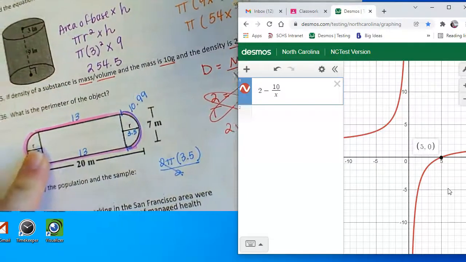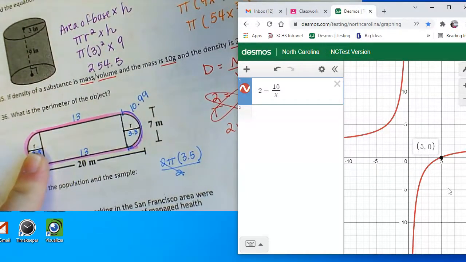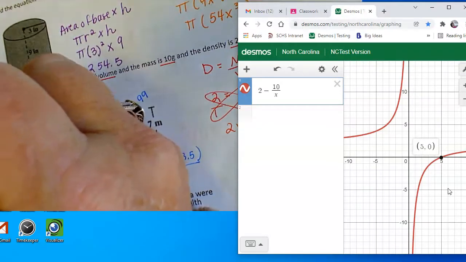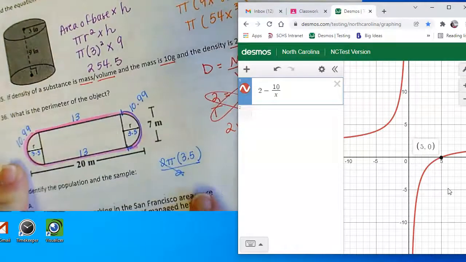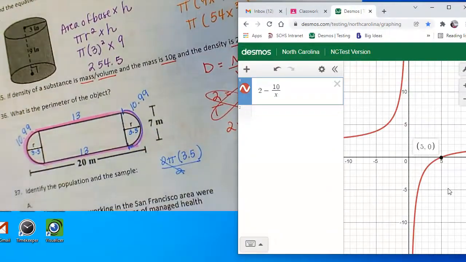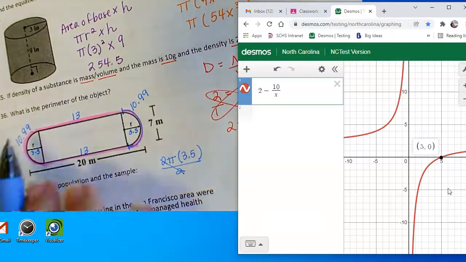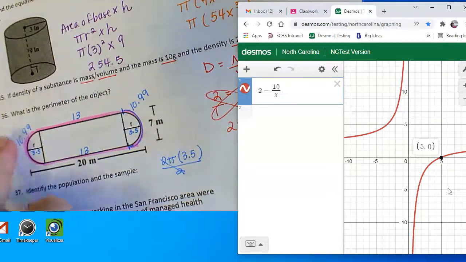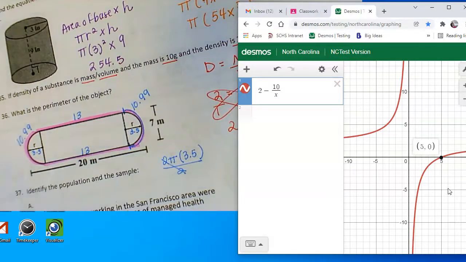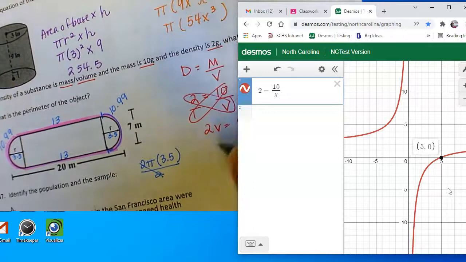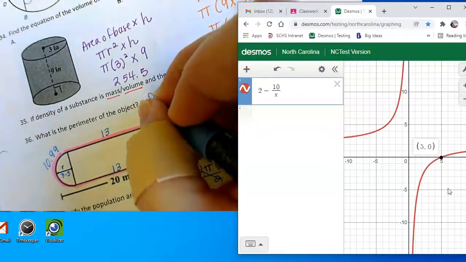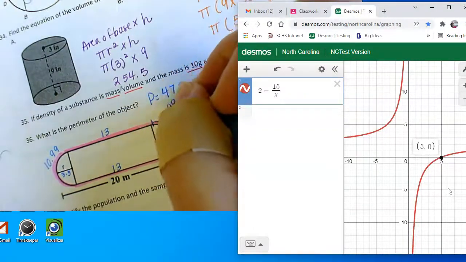Well, how much is that part of the circle? Same thing. So technically you wouldn't have had to divide it by 2. You could have just realized that that together made one circle. Or you can divide by 2 and then do it twice. So then to get my perimeter, I'm going to add 2 10.99s and 2 13s. And my perimeter comes out to be 47.99.